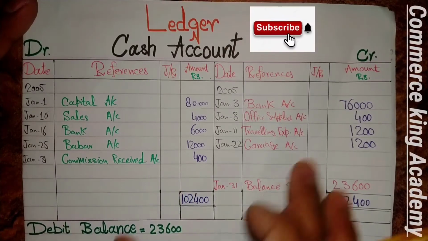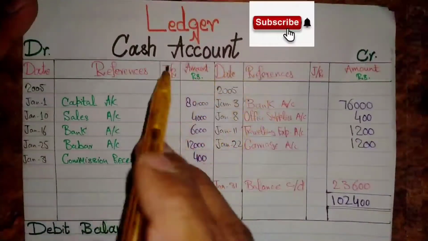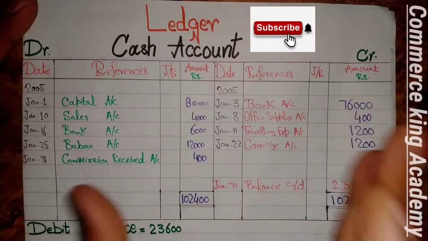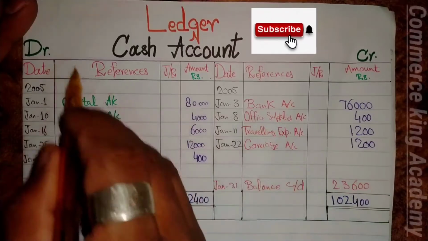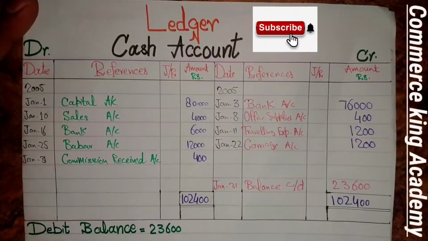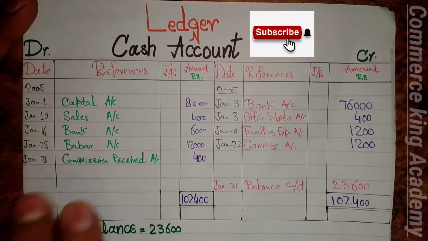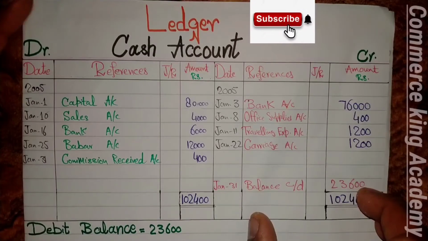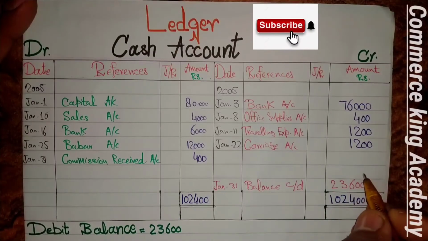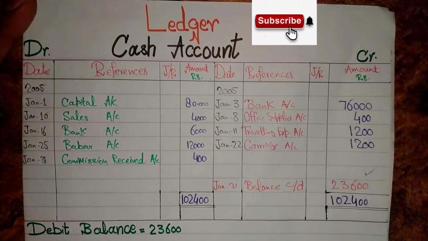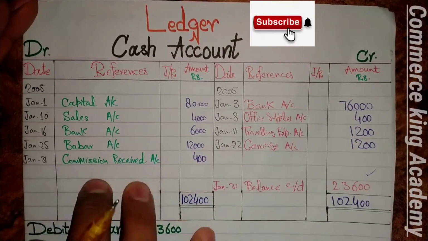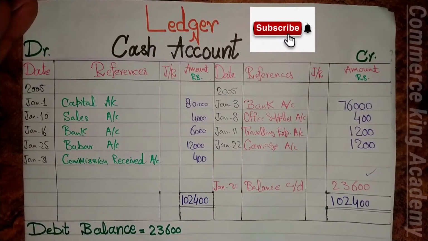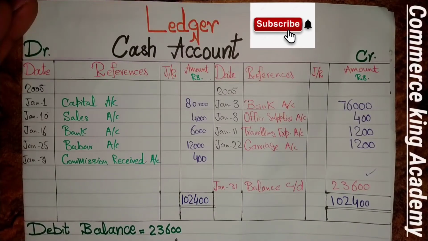Dear students, all entries of the ledger of cash account have been completed here. Now we will calculate this side, this is the credit side, and this side, this is the debit side. Ultimately we have debit side heavier than credit side, and we have the balance carry forward on credit side. As I said earlier, our debit side is heavier than credit side, so ultimately we have a debit balance of 23,600 rupees of cash account.